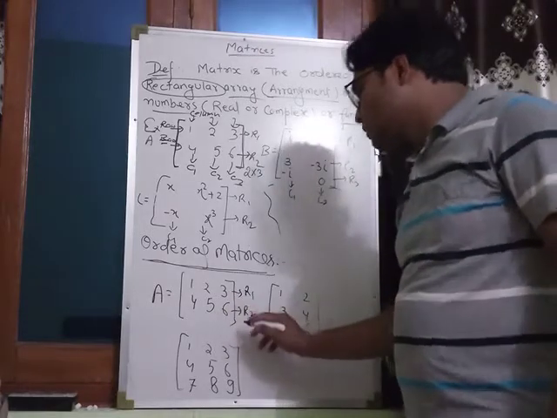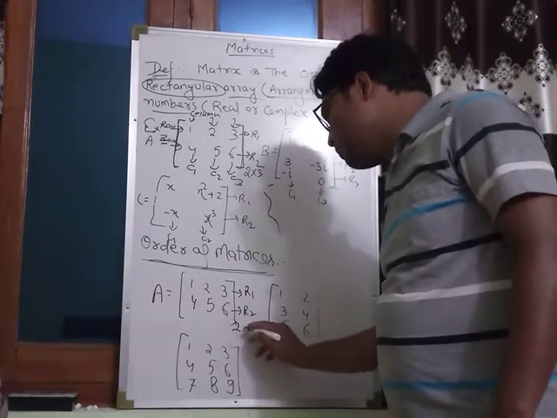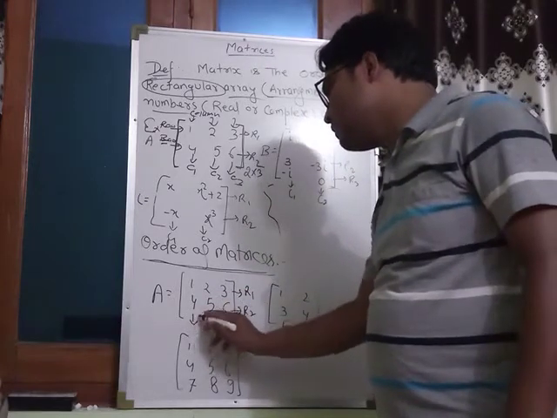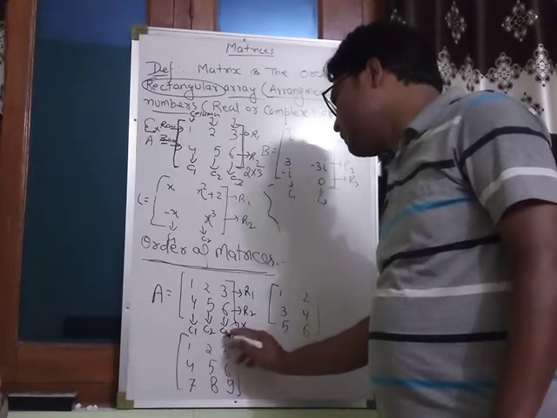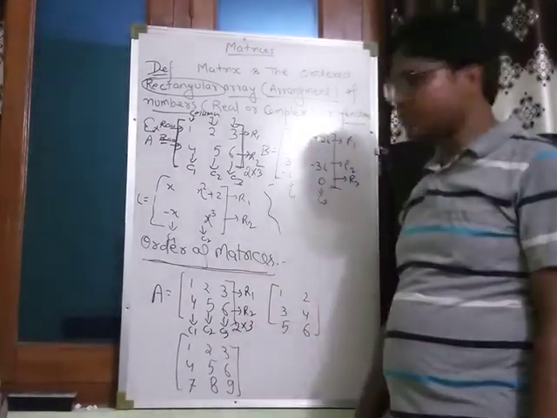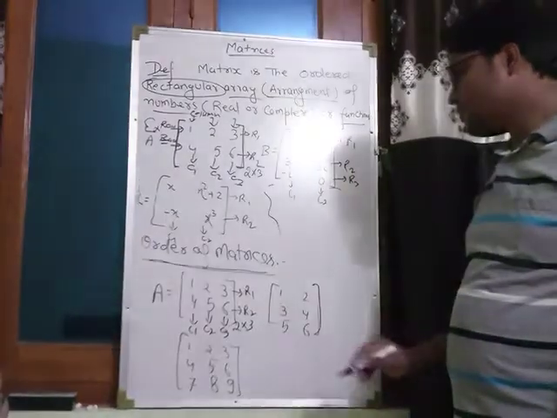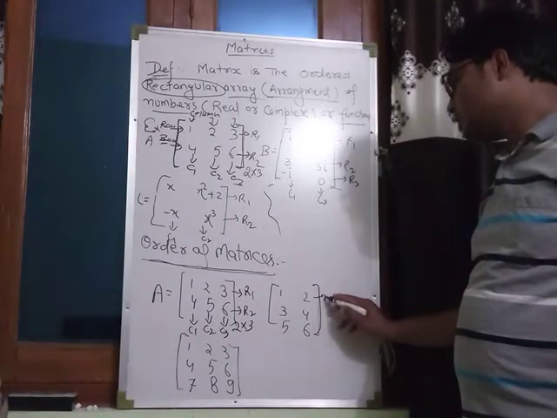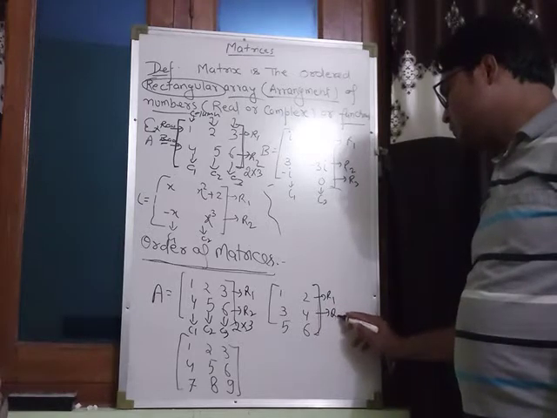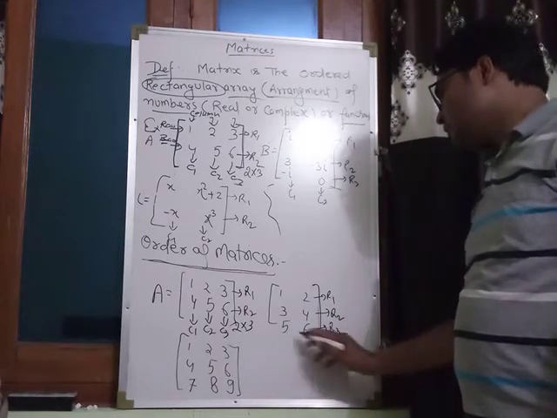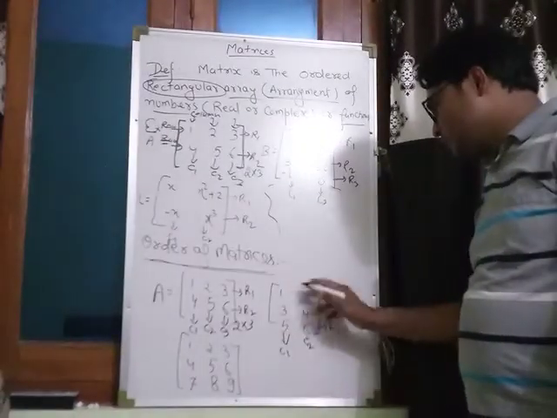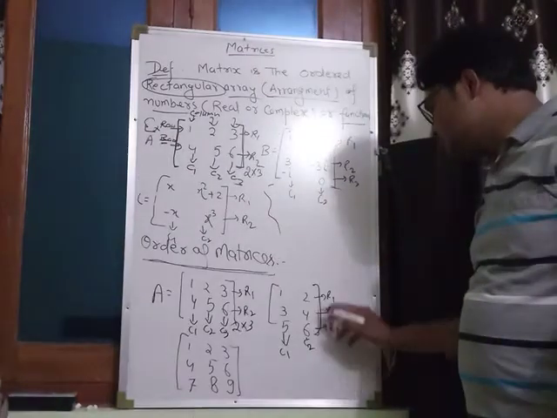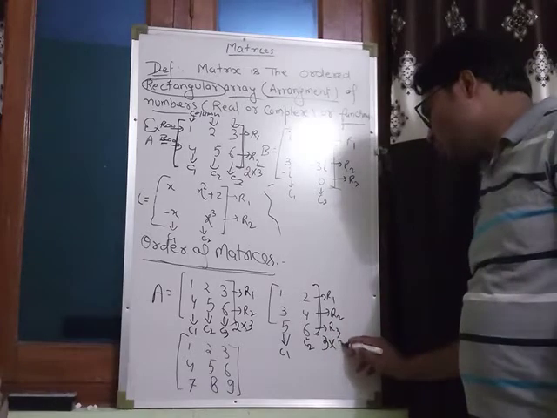So this matrix is of 2 by, and how many columns are there? C1, C2, C3. 3 columns. Okay, 2 by 3 matrix. Got it? See this one. How many rows are there? 1, 2, 3. 3 rows there. And how many columns? 1, 2. 2 columns. So the order of this matrix is 3 rows, 2 columns. 3 by 2.